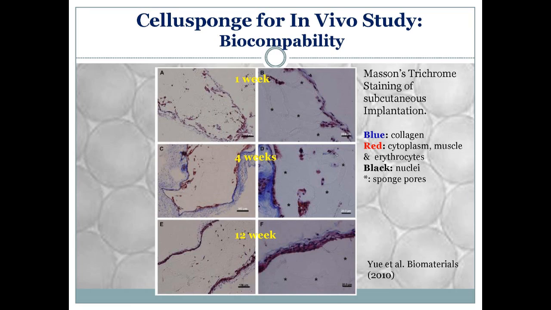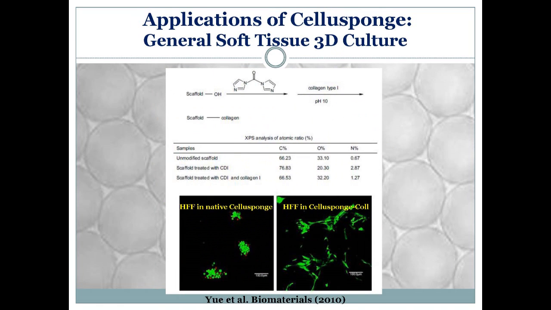Collagen in blue, cytoplasm, muscle, and erythrocytes in red, and nuclei in black. The star side is sponge pores. We didn't see much red and black until week 12. That is to say, the mice did not have much immune response. It shows the high biocompatibility of cellosponge.